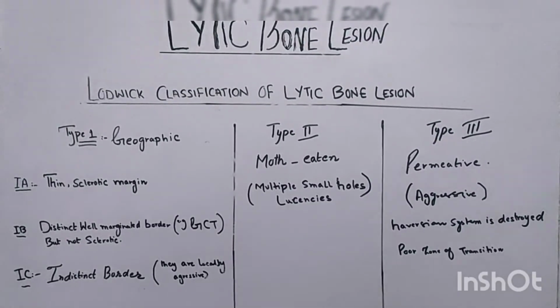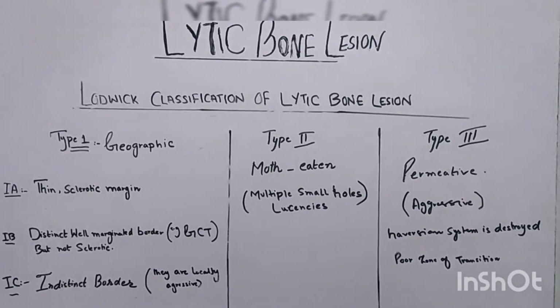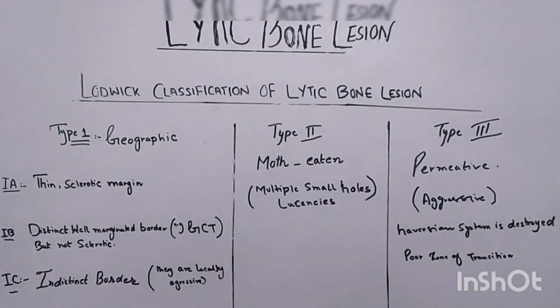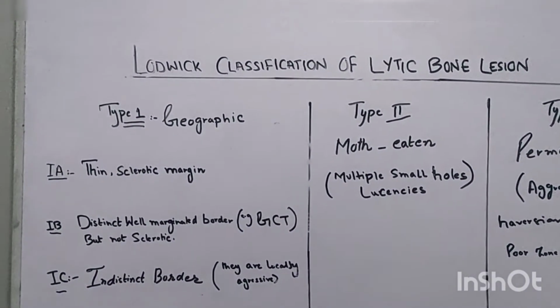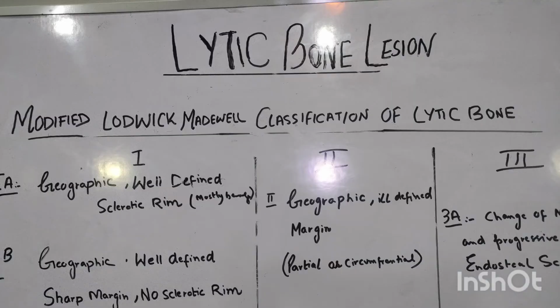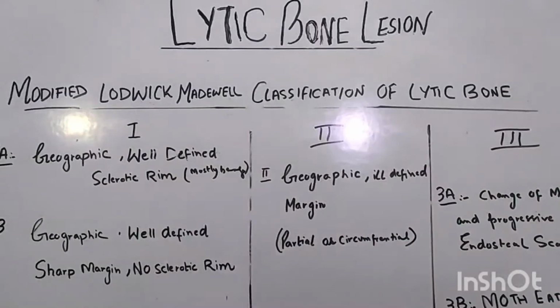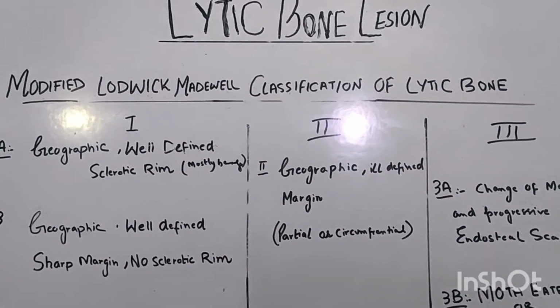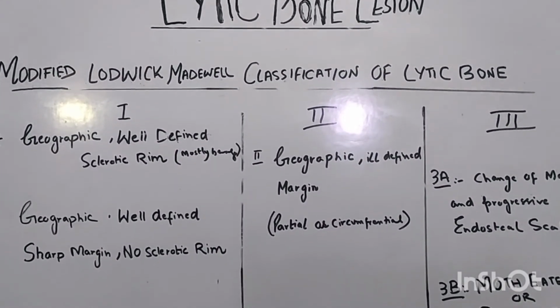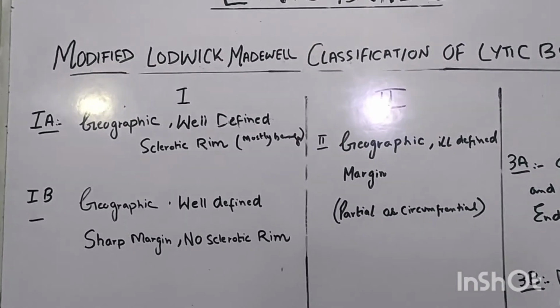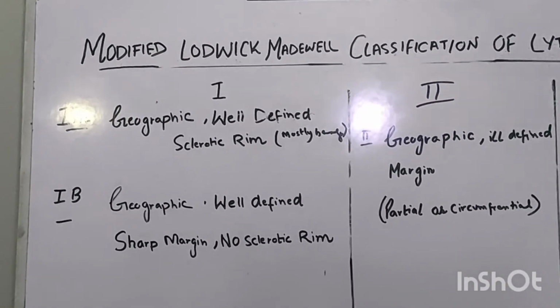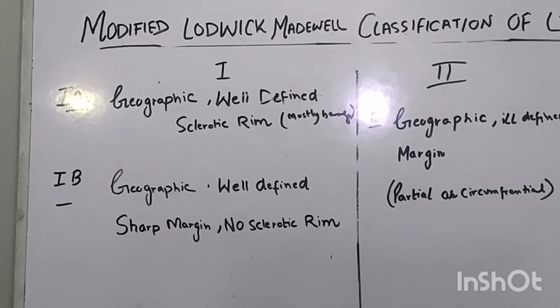In order to classify whether a lytic lesion is aggressive or not, there is the Lodwick classification, which is divided into 3 subtypes. But now we are using the modified Lodwick-Madewell classification of lytic bone lesions, which is also divided into 3 subtypes: type 1, type 2, and type 3. Type 1 has a subtype 1A, which is geographic. The lesion is well defined with a sclerotic rim. Most of the time when there is a sclerotic rim, we consider it benign.